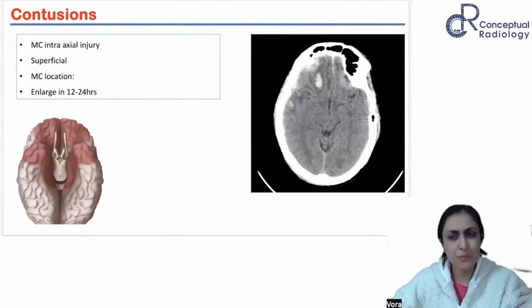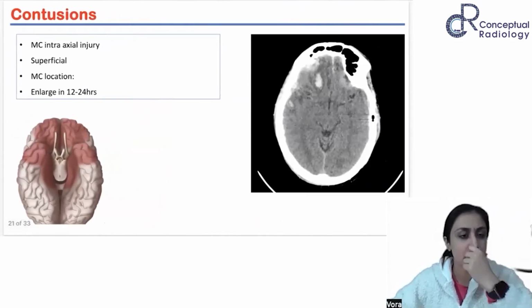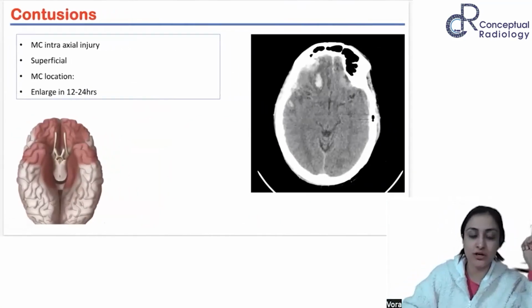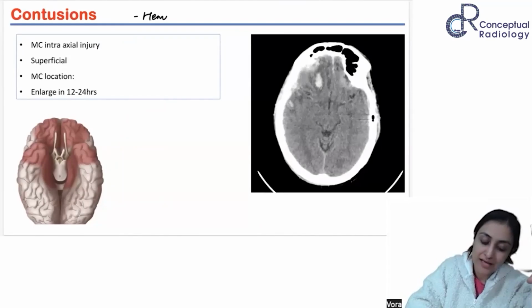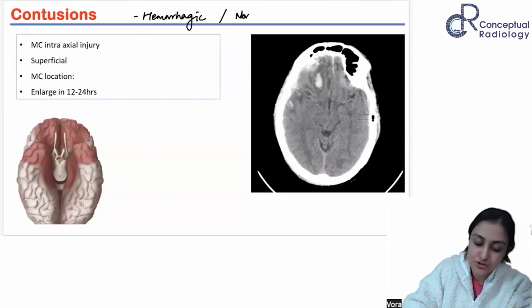Fine. Now talking about simple stuff. So contusions can be there. Contusions are the most common intra-axial injury. You may have hemorrhagic contusions or you may have non-hemorrhagic contusions. So hyperdense contusions or just hypodense contusions.